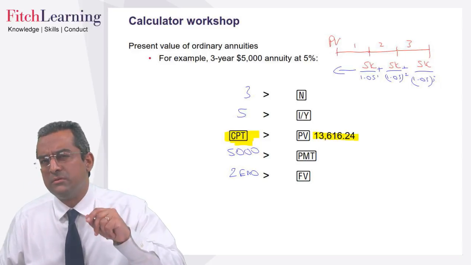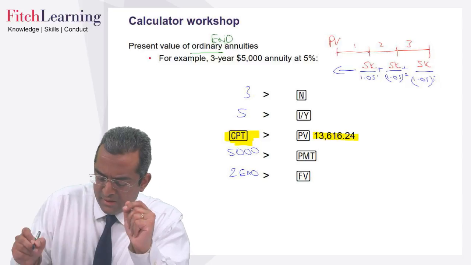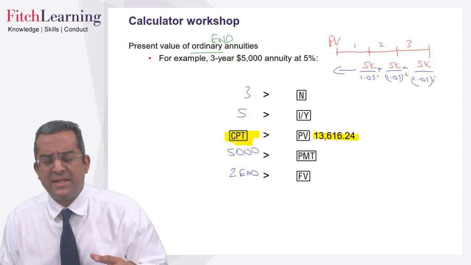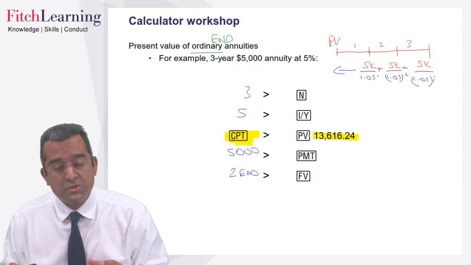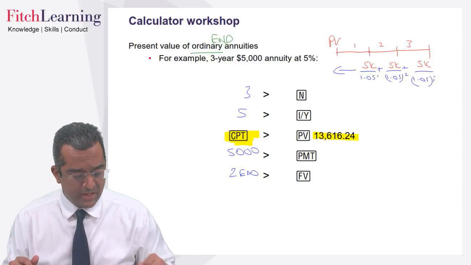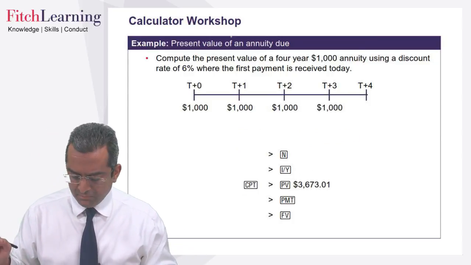Now, of course, you think, well, this is ordinary annuities where payments are made at the end again. How would I tackle if it's made at a different time? Well, the only different time it can happen is if it's made at the beginning, which is called an annuity due. I'll talk to you about that in a second. We'll change the setting. But let's turn on.